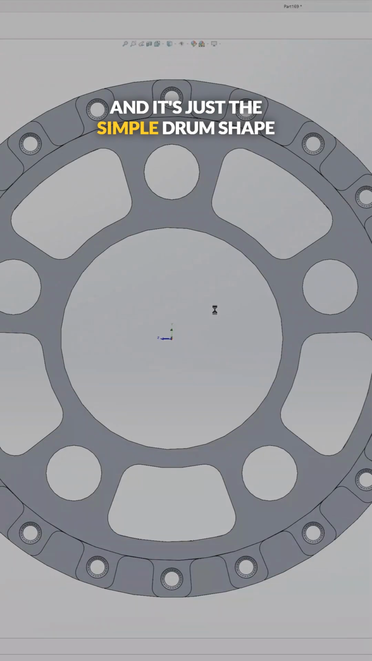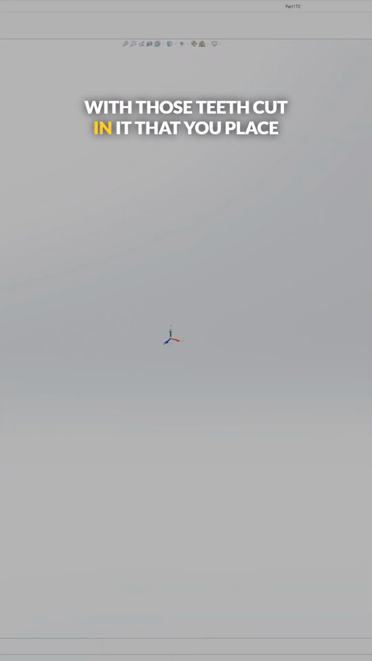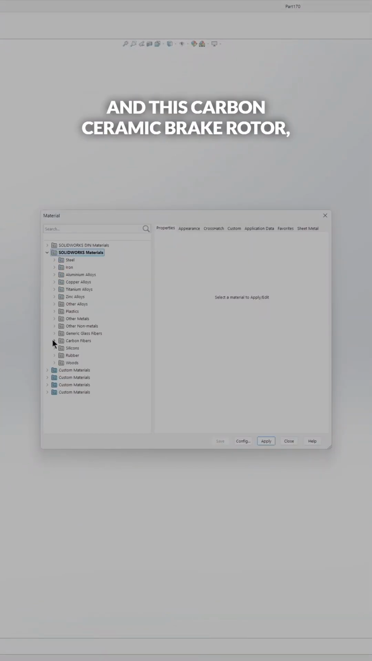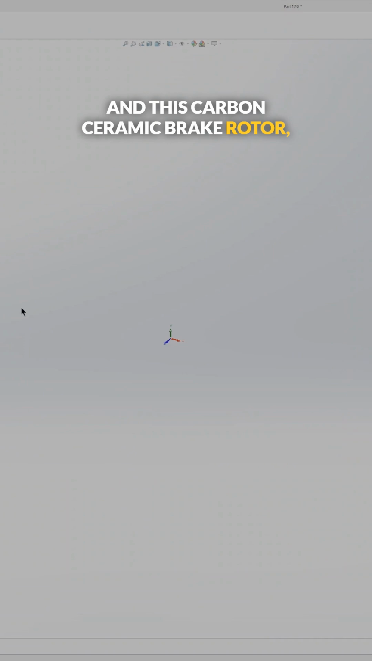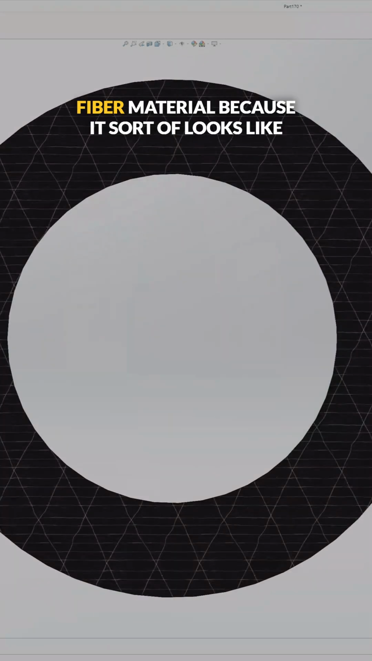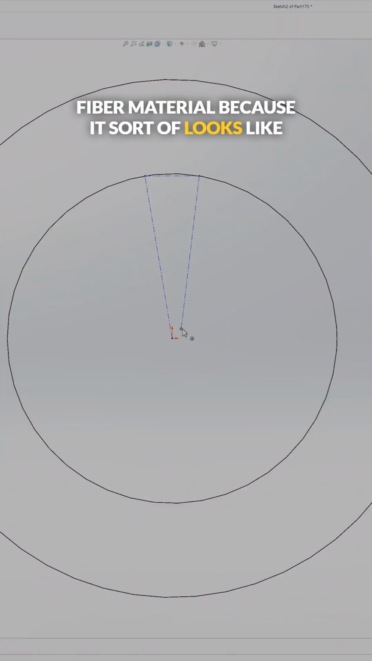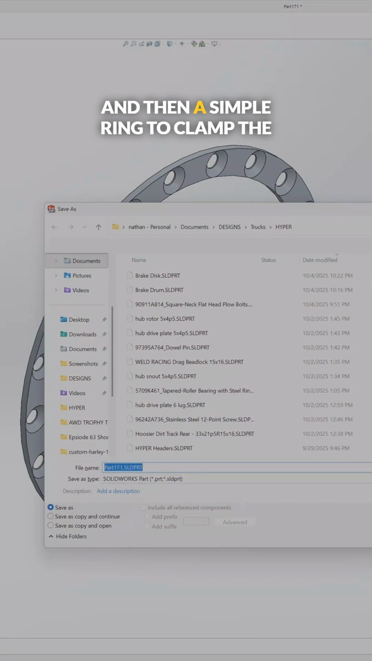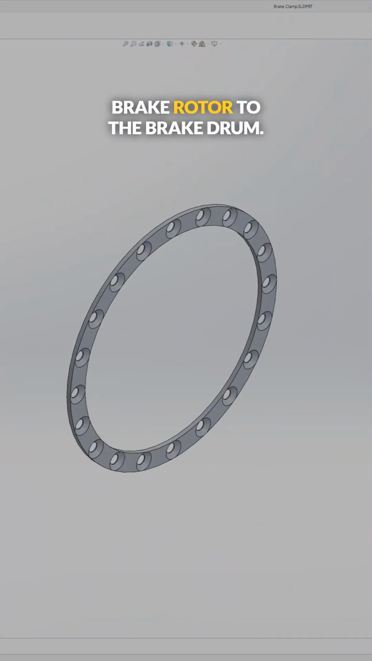And it's just the simple drum shape with those teeth cut in it that you place the rotor on top of. And this is a carbon ceramic brake rotor, which that material does not exist in SolidWorks. So I'm just using a carbon fiber material because it sort of looks like carbon ceramic. And then a simple ring to clamp the brake rotor to the brake drum.